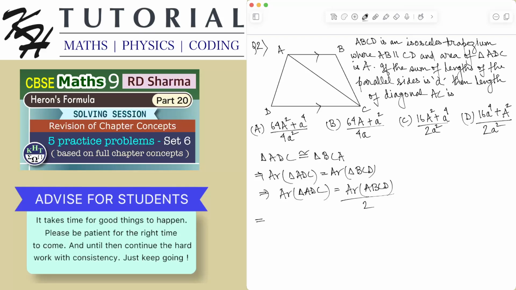So from here we can easily get the area of the trapezium ABCD to be equal to 2 times the area of the triangle ADC, which is given as capital A. So the area of the trapezium is twice A. Okay. I have to find the length of the diagonal AC. What else is given? The sum of the parallel sides is small a.